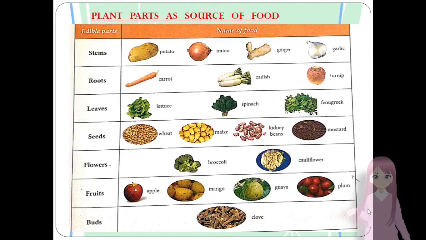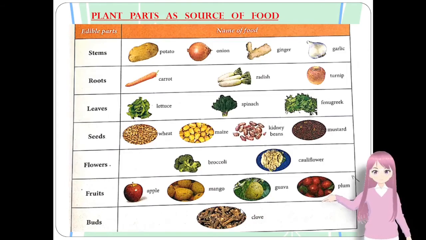And then there is this bud, which is clove. Clove is a bud that you eat. And this slide actually covered the parts which you eat. So these are the parts of the plant that is actually a source of food for you. Okay. So with this, I end the first video.